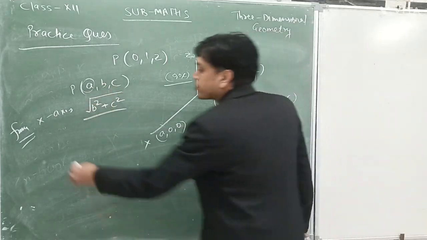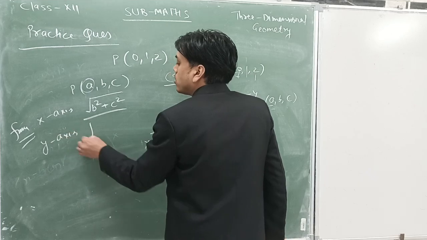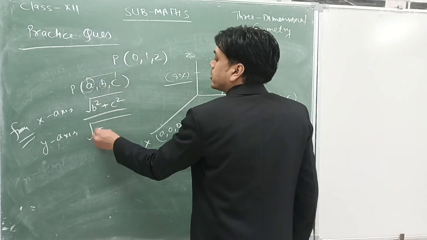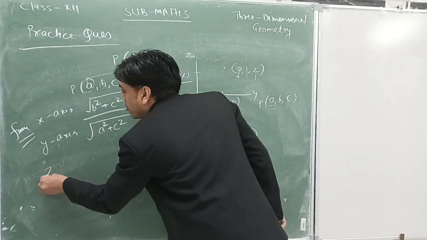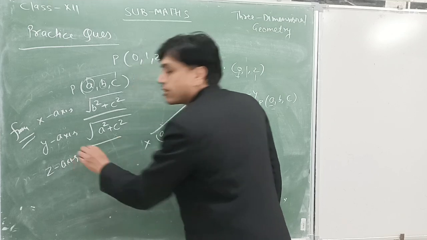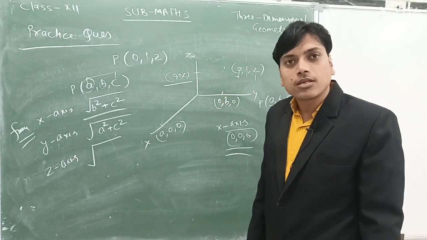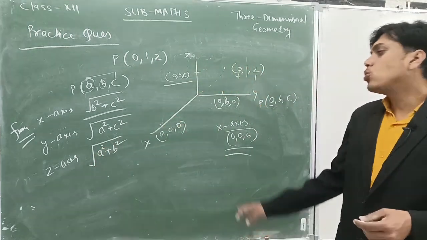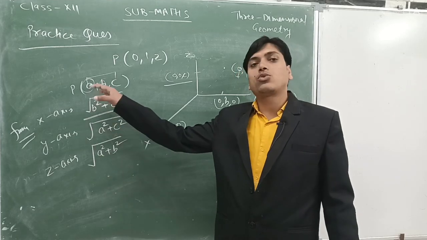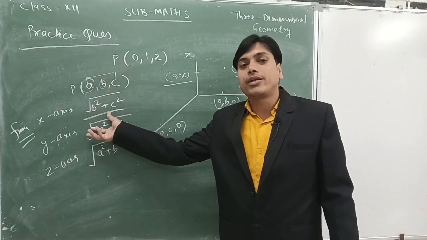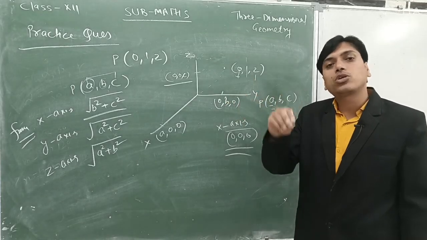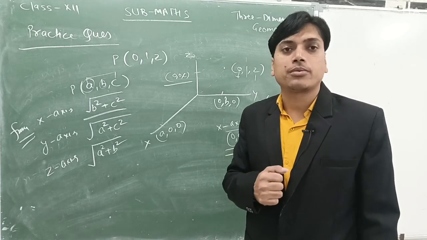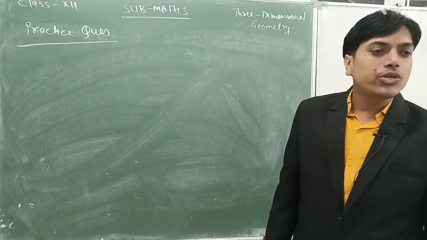Similarly, if you want to find out the distance of the point from the y-axis, what will be the value? Leave the value of y, and take the other two values, square and square root: root a square plus c square. Can anybody tell me what will be the distance of the point from the z-axis? It will be root a square plus b square. So two concepts in this question I have discussed with you: how to find out the distance of a point from the coordinate axis, and second, how to find out the foot of perpendicular if a perpendicular is drawn to the coordinate axis from any point.